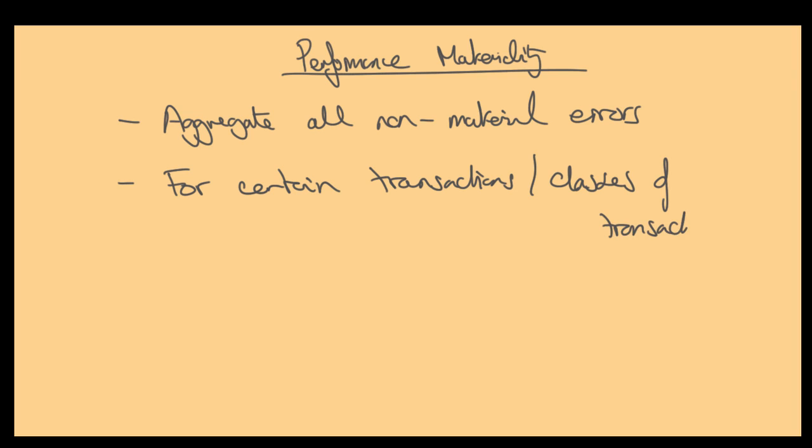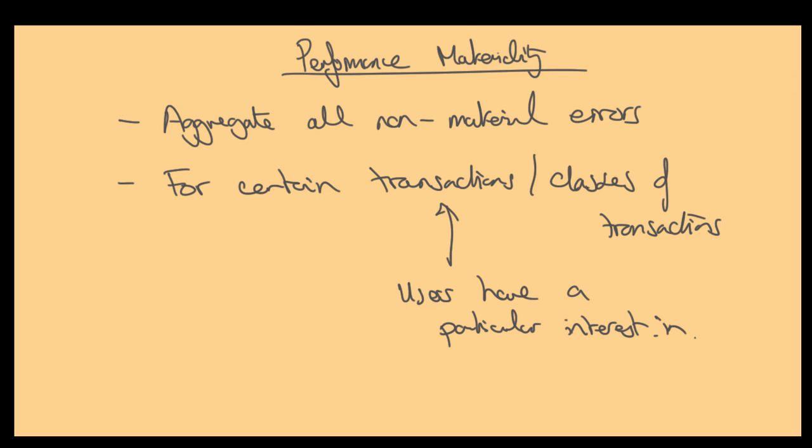Okay, and what sort of transactions would these be? The ones that users have a particular interest in. We do this for the users. Will it affect their decision? So again, things like director's salary, well, they are very interested in it. So even though the director's salary might be not material, we would say yes, but our performance materiality for wages, for director's salaries, we are going to make lower. We are going to check this because we know users have a particular interest in it. Okay, so that's performance materiality.